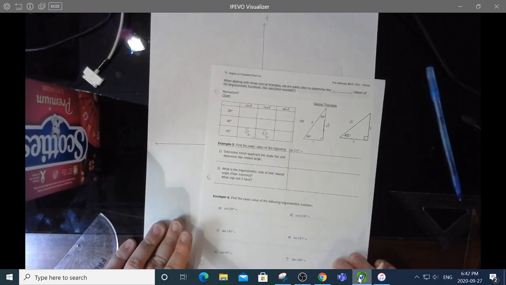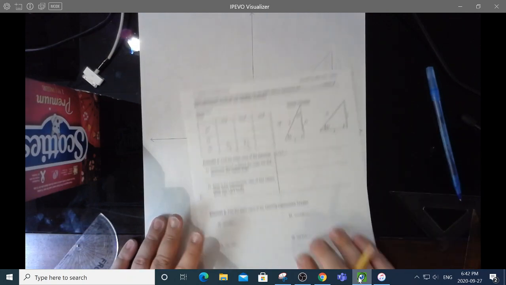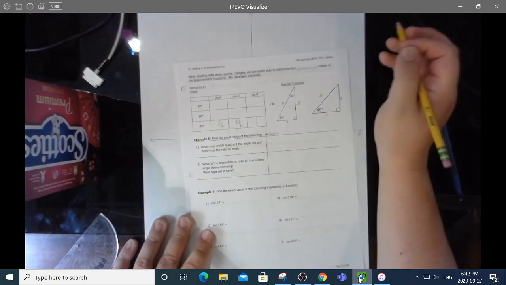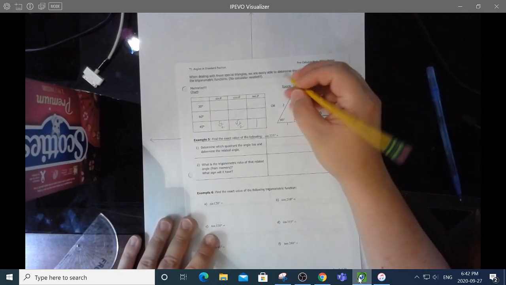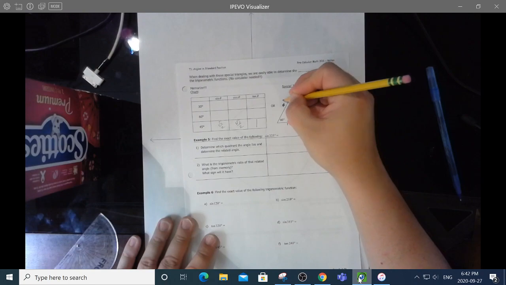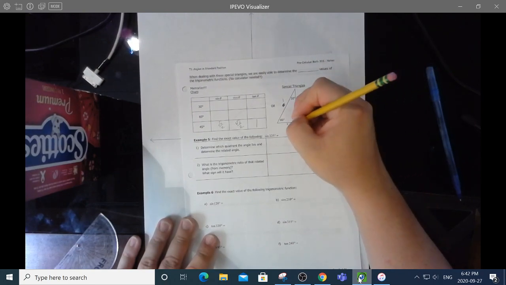And tangent is, of course, opposite over adjacent, which is going to be 1. Anything divided by itself is 1. You might want to change these. Again, I like thinking about this hypotenuse as 1. You can think about it as whatever you like. But if this is 1, then this is root 3 over 2, and this is 1/2.